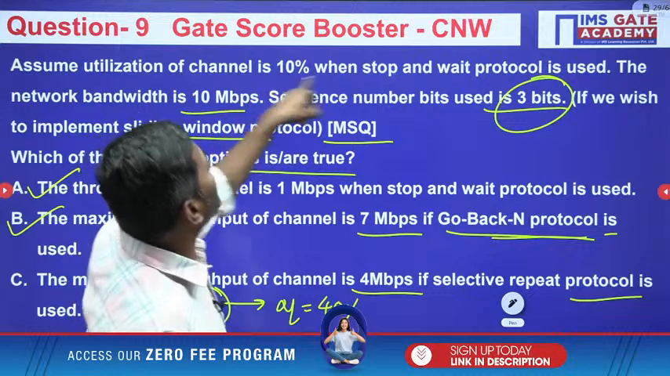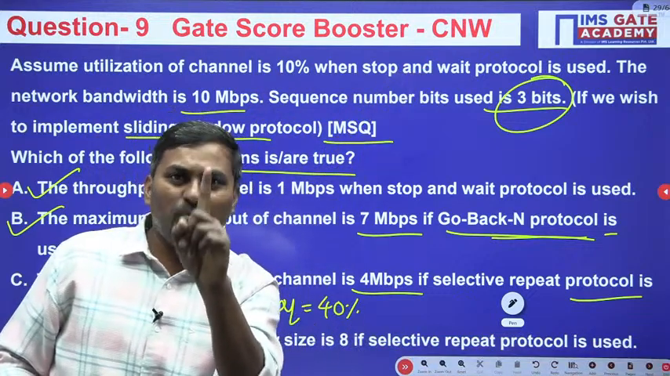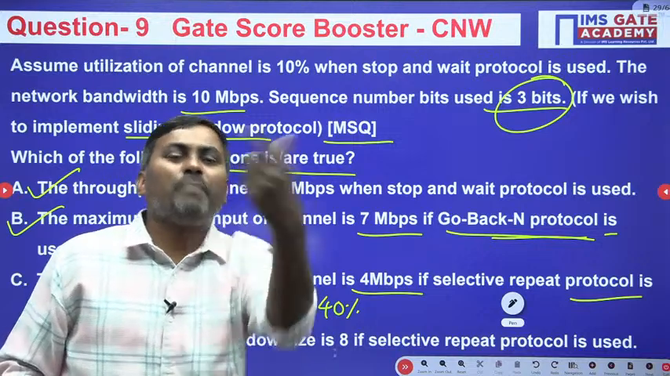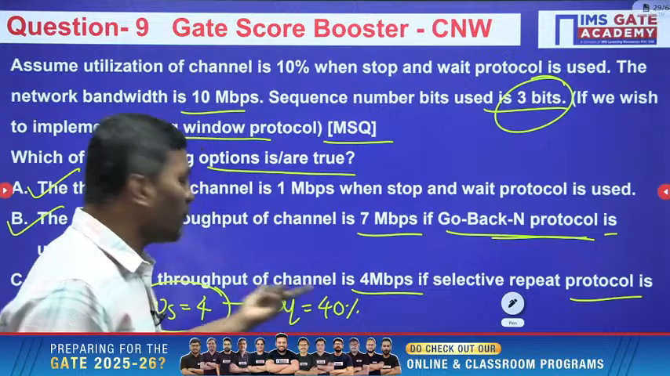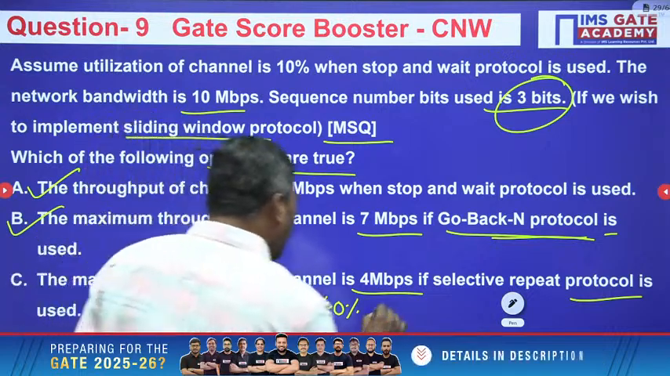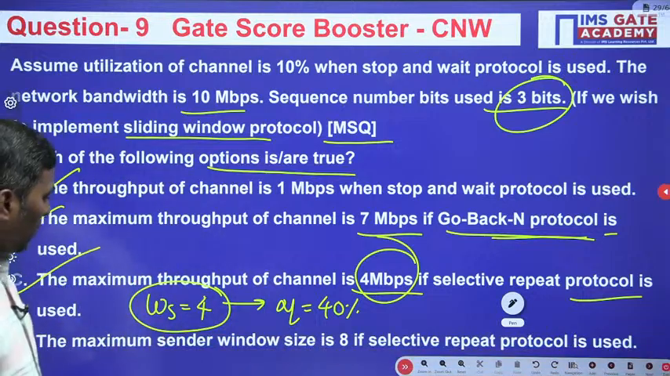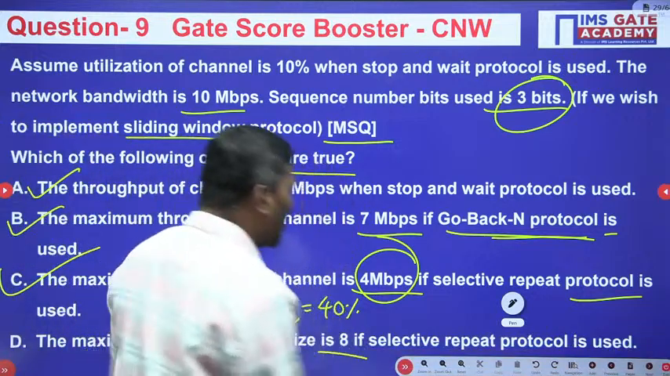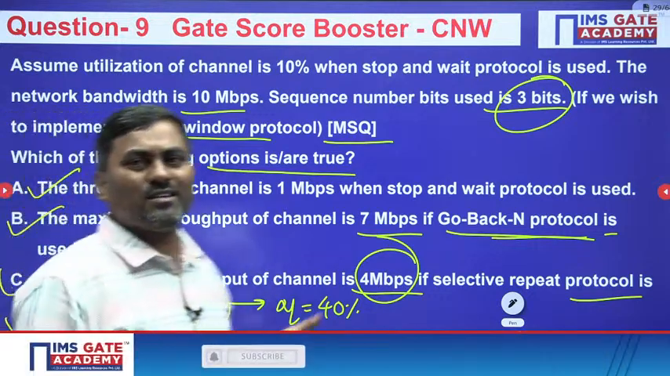Channel utilization is 10% when the stop and wait protocol is used. We are sending one packet, right? So 1 packet is 10%, 7 packets 70%, and 4 packets 40%. When it is 40%, the throughput possible is 4 Mbps. Also write this: maximum sender window size 8 if selective repeat protocol is used. This is not at all possible. Therefore ABC is the right answer.